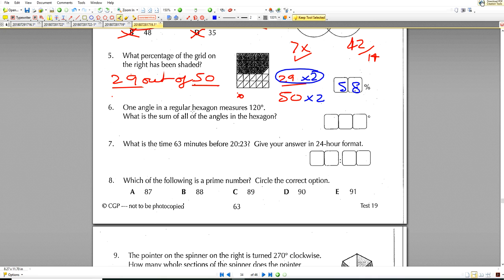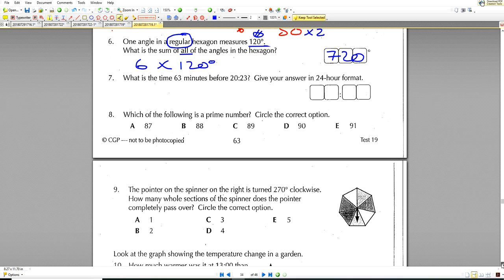Next question, question number 6. One angle in a regular hexagon measures 120. What is the sum of all of the angles? Now, the word regular means every single inside angle is that angle here. And in a hexagon, we have 6 of them. So it'll be 6 lots of 120, if you want to work out all the inside angles. That will give us an answer of 720. Let's move on to the next question.